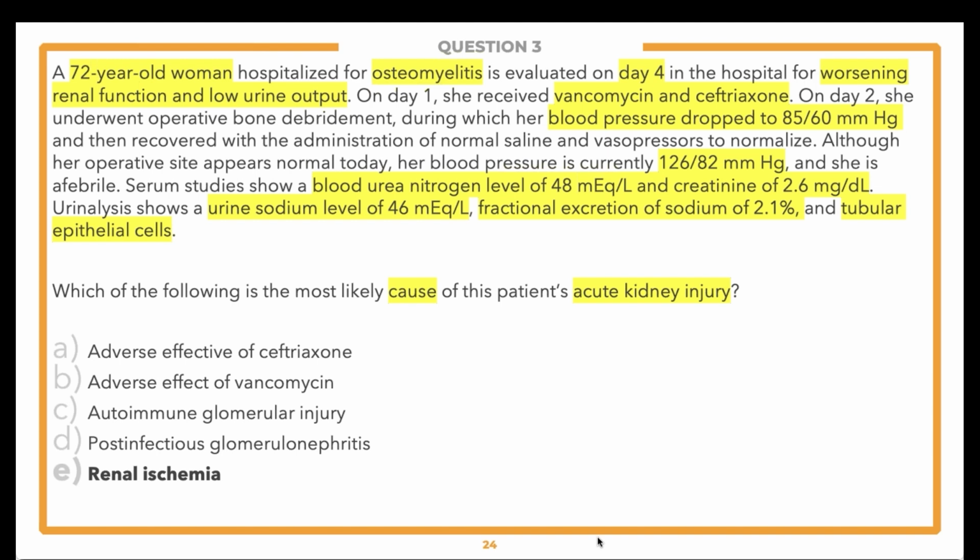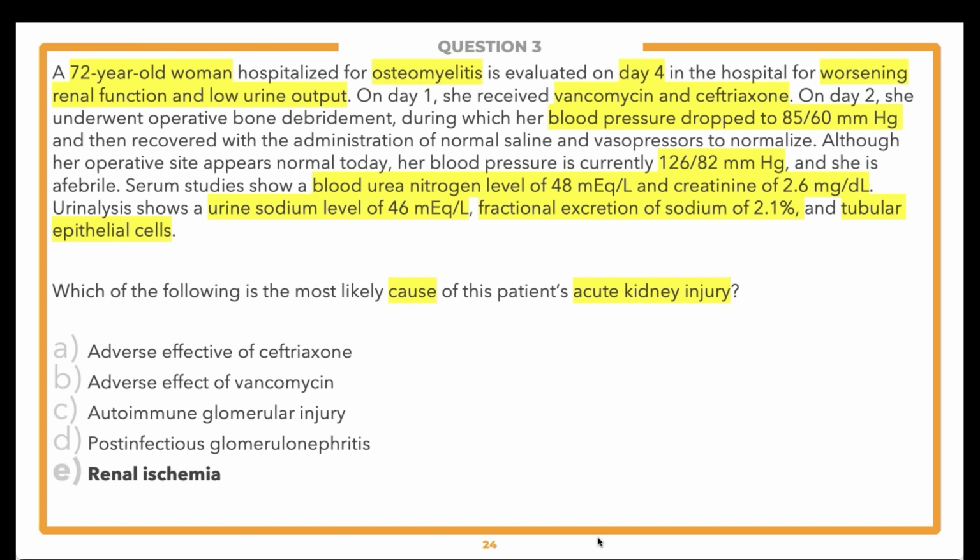And that's usually in very sick patients. Although she was sick in the beginning, she bounced back pretty quickly. Blood pressure is 126/82, doing well. Sounds like she's improving, but her kidneys are not fully getting better because she had that initial insult from the hypotensive episode leading to renal ischemia. So option choice B is a good thought, and a lot of you guys picked that one, but it takes longer than that for vancomycin to hurt the kidneys.